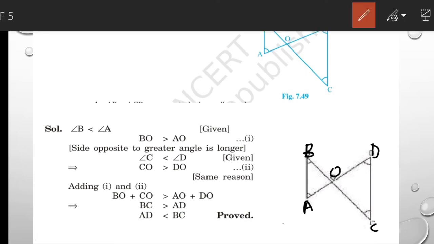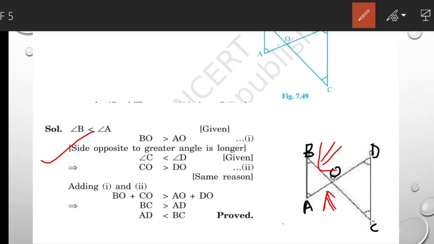We are always following the inequality in triangles that we did yesterday. So angle B is less than angle A. Since angle B's opposite side is AO and angle A's opposite side is BO, we can say BO is greater than AO. Following the theorem, the side opposite to the greater angle is longer.